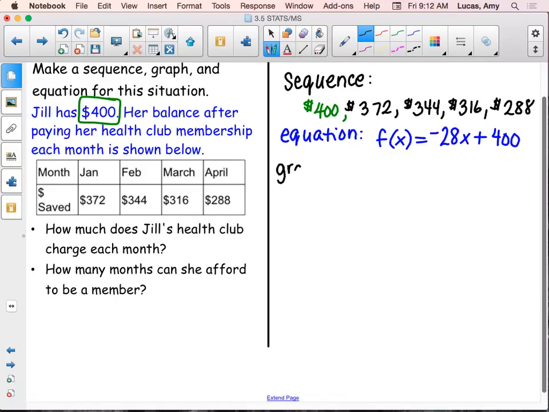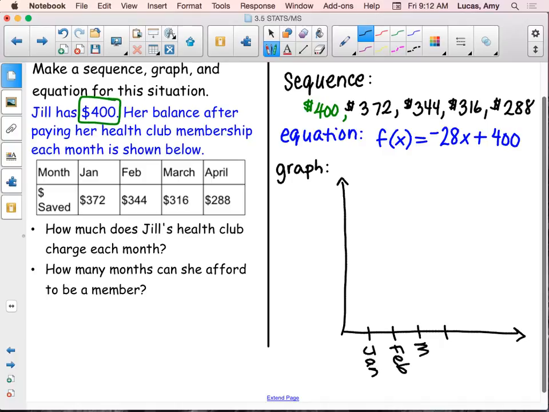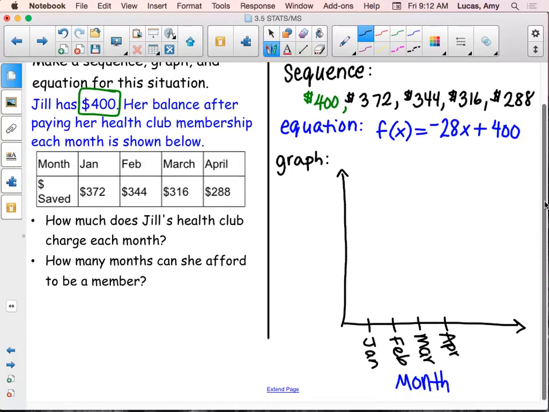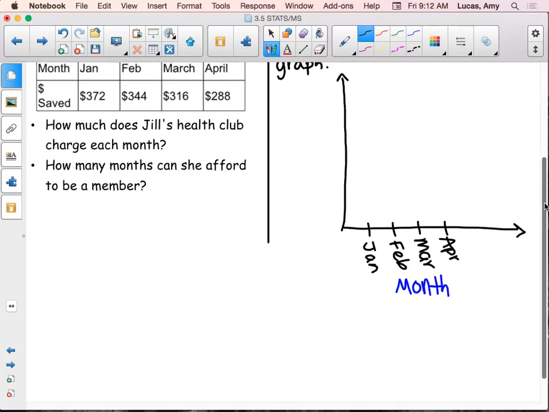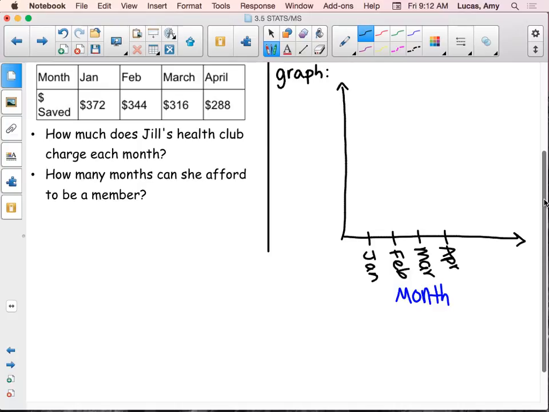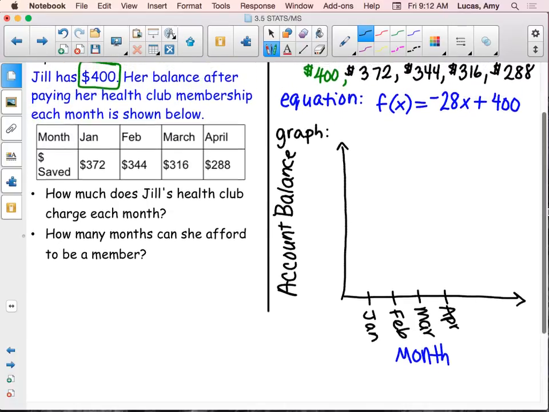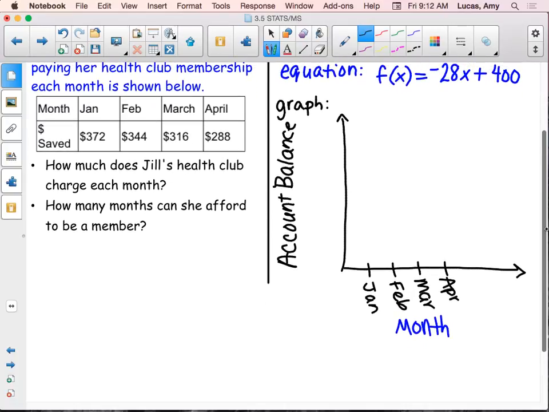Now I need a graph. January, February, March, April again. That would be the month. And we can go with account balance, because we're talking about how much money she has after making her health club payments. And we are going to start at, we had 400, so I am going to go by 50s.